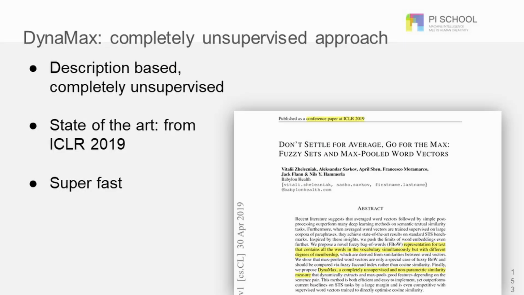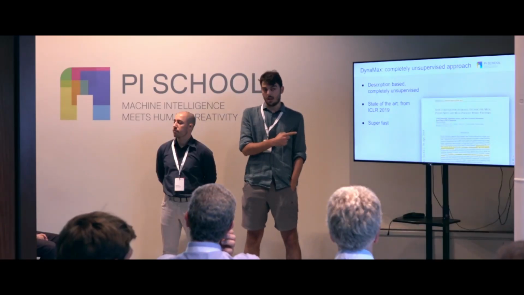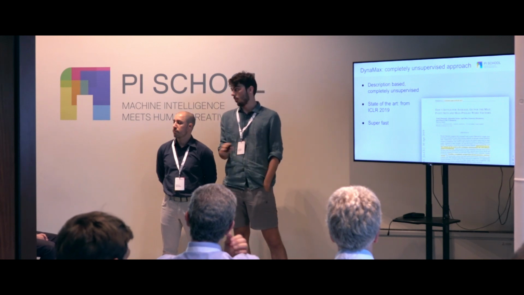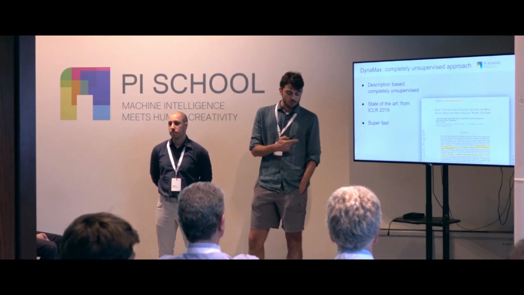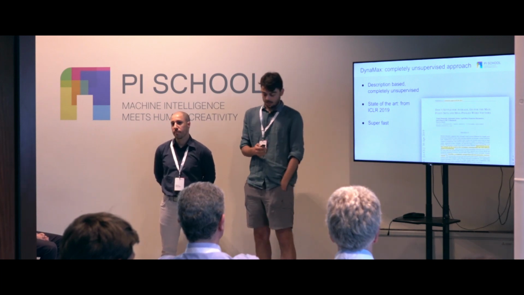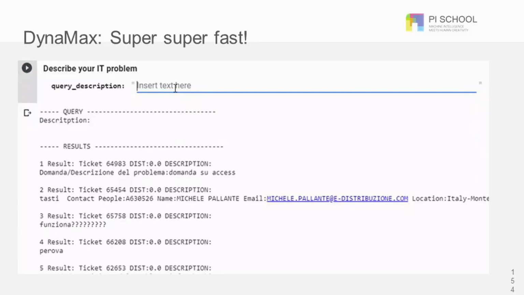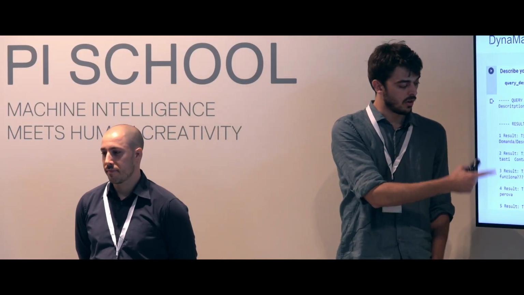The first one, called Dynamax, comes from a paper published this April and accepted at ICLR 2019. ICLR is a top conference in machine learning. This approach is completely unsupervised, and it is actually super fast. Here you can see an example. I'm writing here an IT problem description, and here you are receiving the top 5 similar tickets in the dataset according to the model. You can see that the results are pretty reasonable. And this was the first one, while the second one is neural-based, and Marco is going to talk about it.